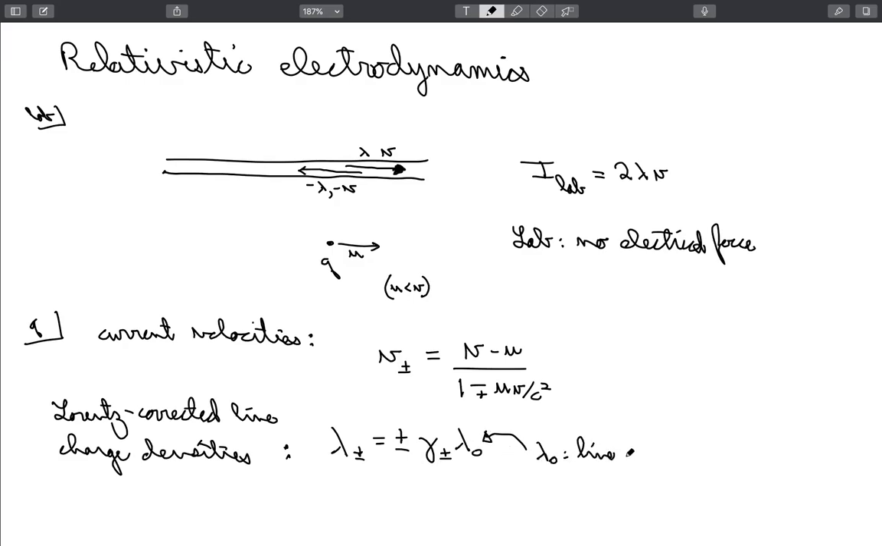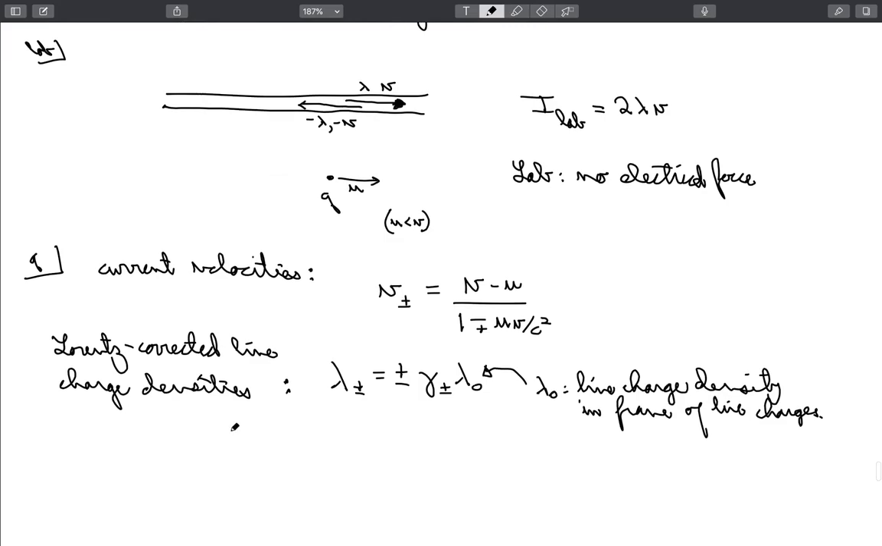is the line charge density in the frame of the line charges, right? So it would be the line density at rest if the charges weren't moving. Okay, now how do you compute this thing? So what can we say? Well, the gamma plus or minus, we know how to compute that because it's just our habitual factor, 1 minus v plus or minus squared over c squared, right?